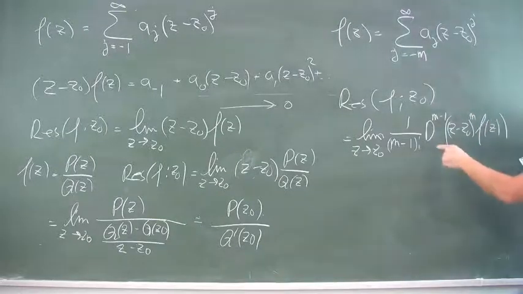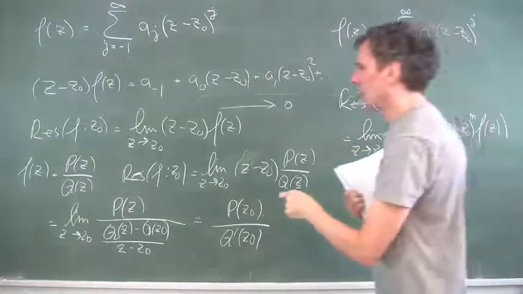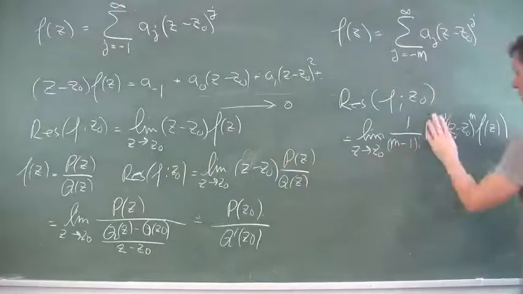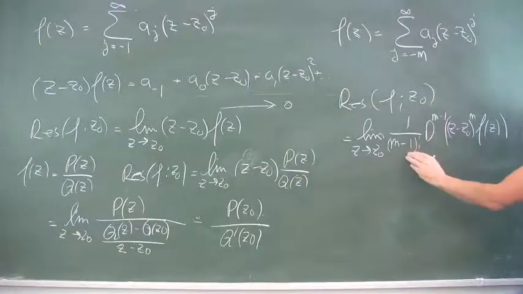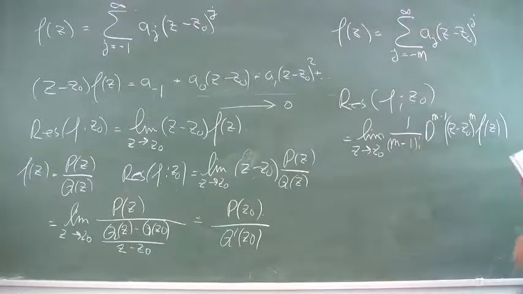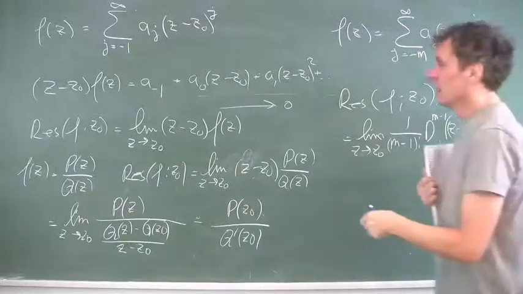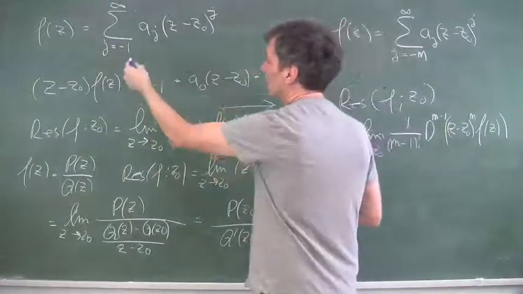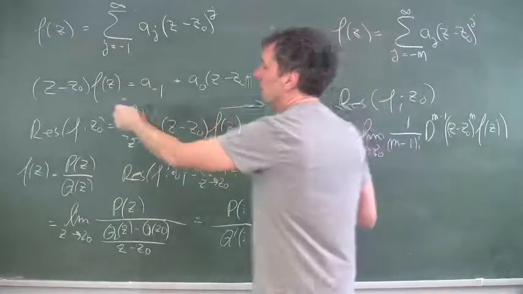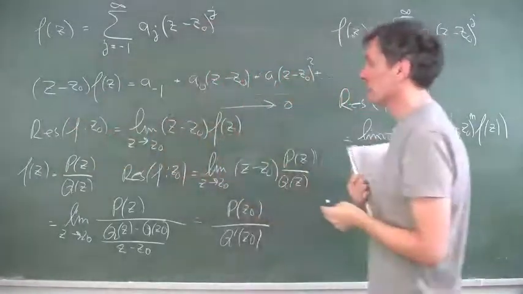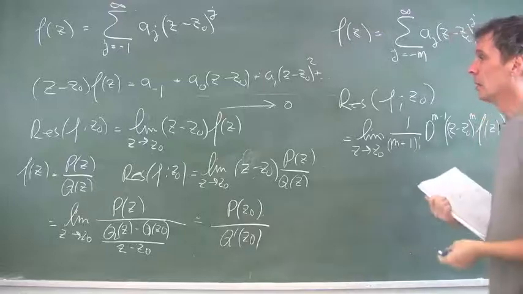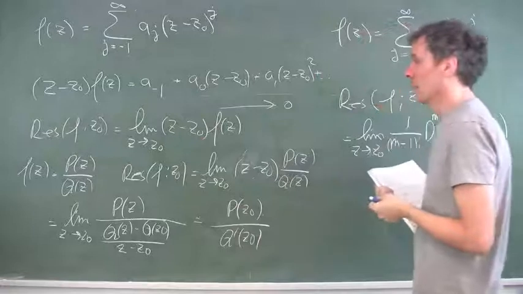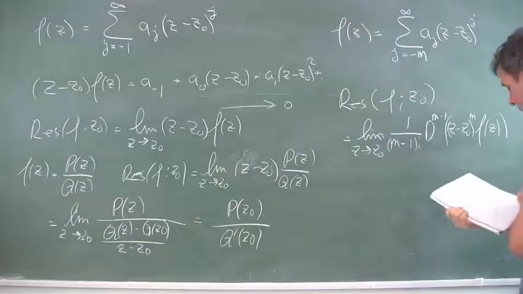So you see that this formula generalizes what we have here. If m is equal to 1, the derivative disappears, and the factorial also. And the idea of the proof is really the same. If you have more terms with negative j, you have to multiply by a higher power to get something which is non-singular. Then you have to take the derivative a certain number of times to extract the coefficient a_{-1}.